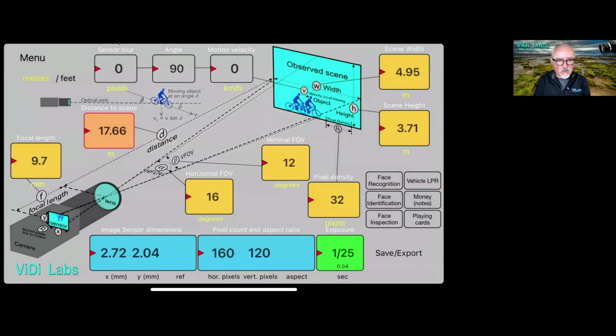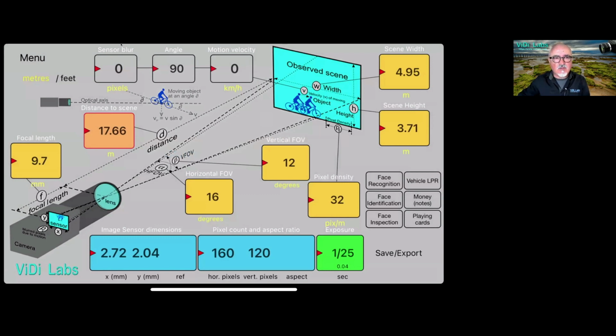So what we found is that with this particular small thermal imaging sensor of 2.72 by 2.04 millimeters dimensions and pixel count of 160 by 120 of thermal sensor, we have 9.7 mil that will give us then 16 degrees horizontal angle of view and 12 degrees vertical angle of view.